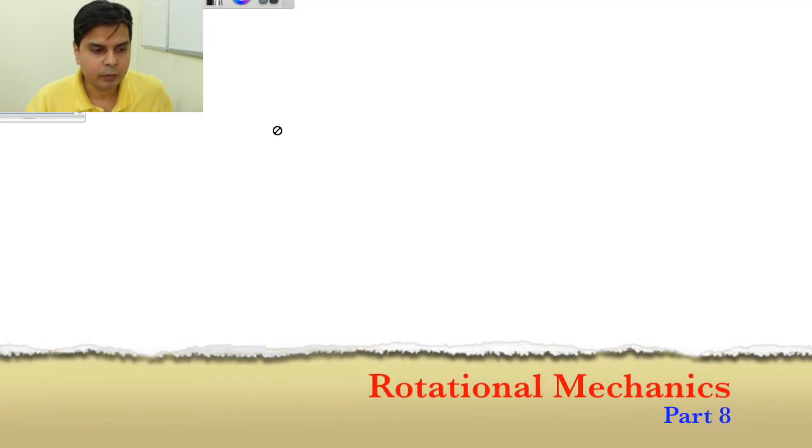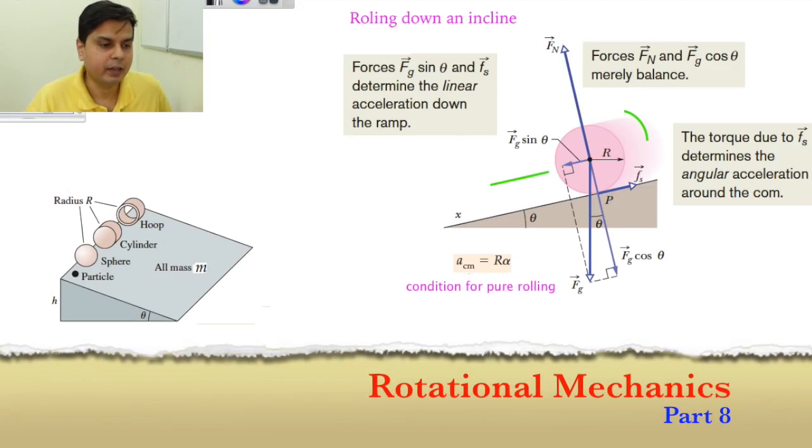Now, having studied all the properties of rolling, let's see one very good example of rolling down an incline. What is happening in this question is, suppose there is an incline with an angle theta and you roll down a particle or a sphere or a cylinder or a hoop, all of radius r and all of mass m. Now the question is which one will reach the horizontal ground fastest, what will be the acceleration in each case.